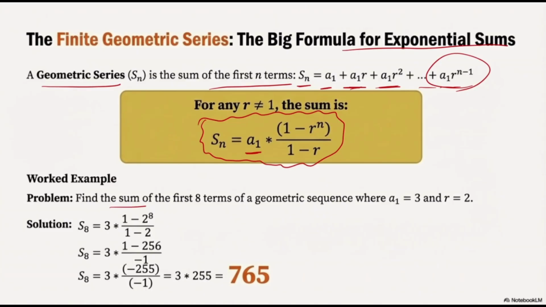So imagine that we are looking for the sum. We do have 8 terms of a geometric sequence where a1 is 3 and r is 2. Find the sum. How can we do that? What is a1? First of all, try to write down everything. a1 is 3, r is 2, and n is 8. The only thing that I have to do is put it over here.